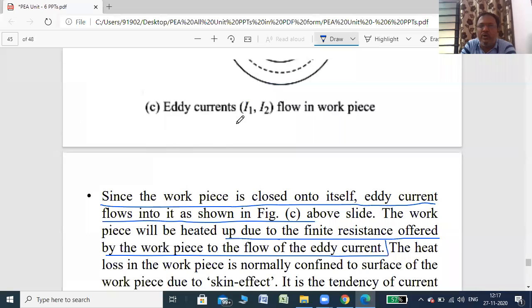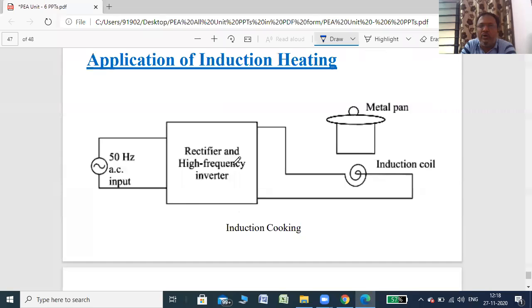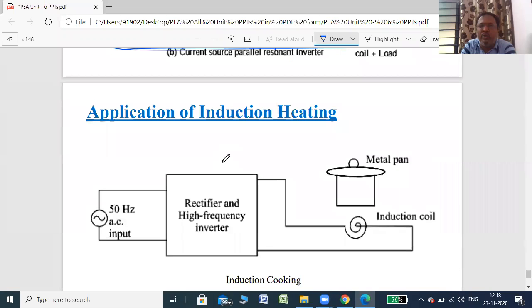The concept is given here with the help of these diagrams, right? And this diagram shows the actual circuitry in induction heating or induction cooking. And this is one of the applications of induction cooking or induction heating. So this is the end of unit number 6. All applications I have covered.